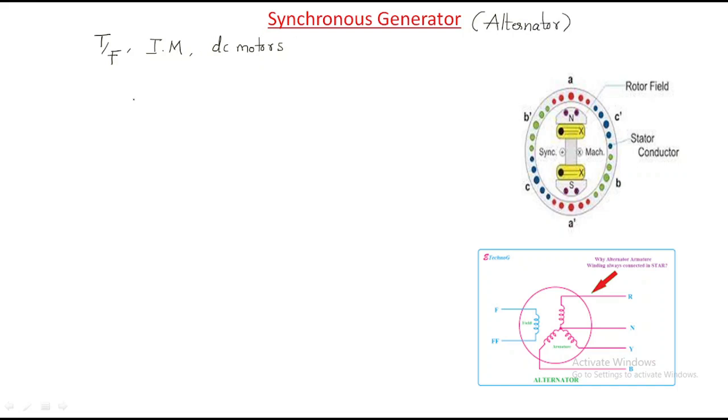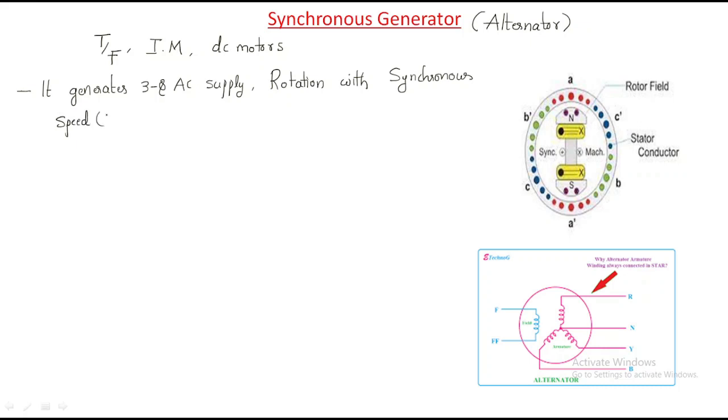First, we will understand this synchronous generator. It generates three-phase AC supply. The rotor rotates with synchronous speed here. What is synchronous speed? Synchronous speed is Ns.